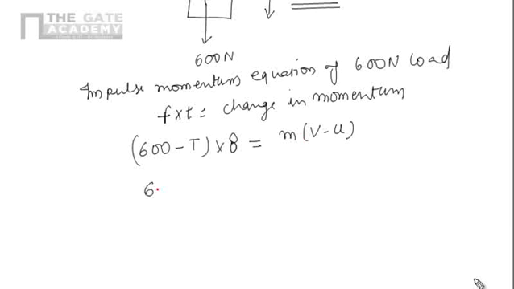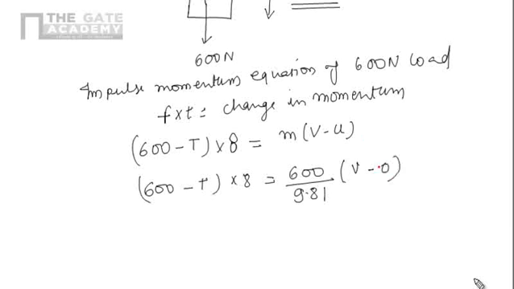So I can write (600 minus T) into 8 equals mass times v. We can calculate the mass from the weight: weight is 600, and if we divide it by the acceleration due to gravity, we will get the mass. And here u, we know it is released from rest, so it will be 0.